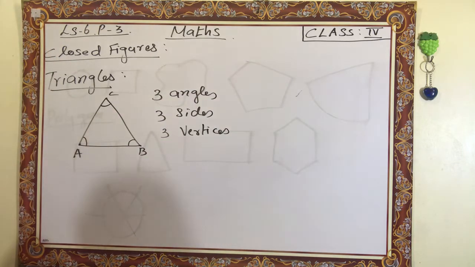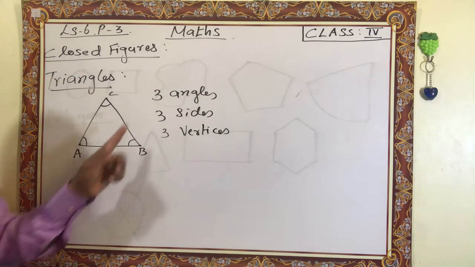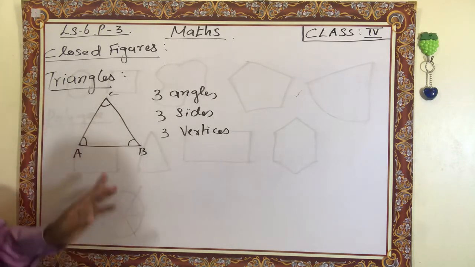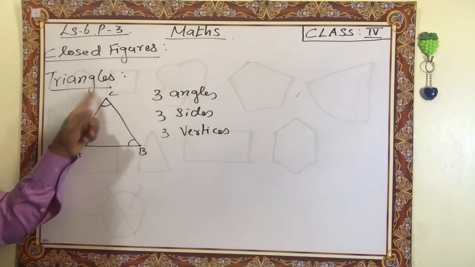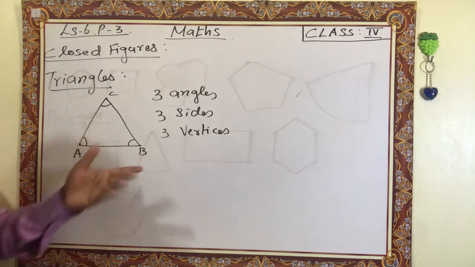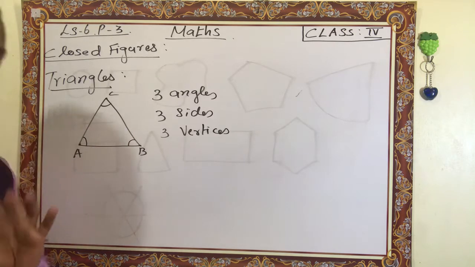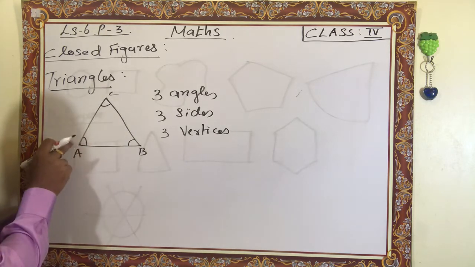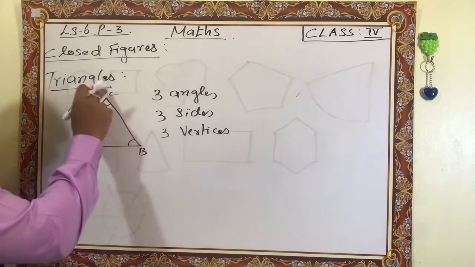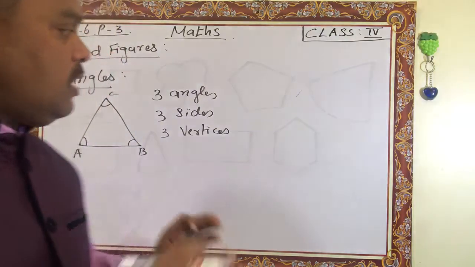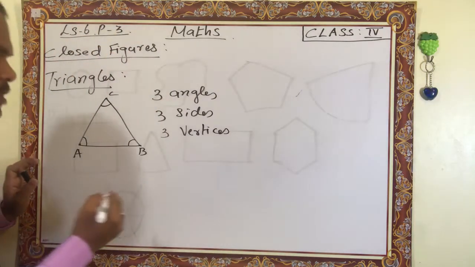So three vertices. Look here, three sides, 1, 2, 3. We can say this is three line segments also. And three angles: this is the first angle, second angle, third angle. You can name them, it's up to you. And three vertices: vertex A, vertex B, vertex C. Like that you can name. Understood?